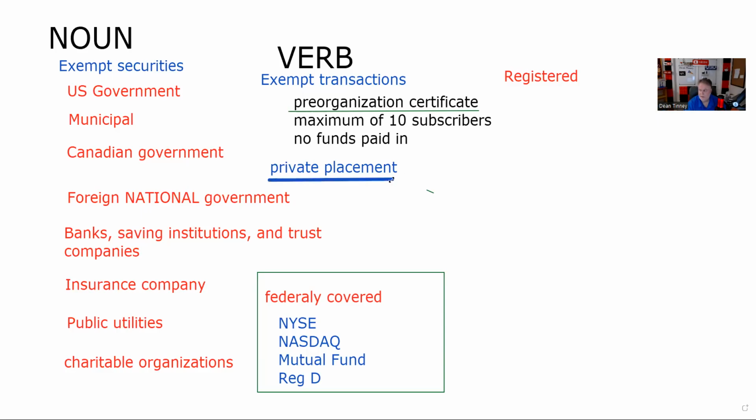Okay, so now this private placement, a little different. If I'm trying to find some more subscribers, it doesn't really matter, it's a maximum of 10 subscribers. But if we're using this private placement as an exempt transaction, a verb, how we're selling it, and again we're talking about the Uniform Securities Act, here it's restricted to 10 offers.